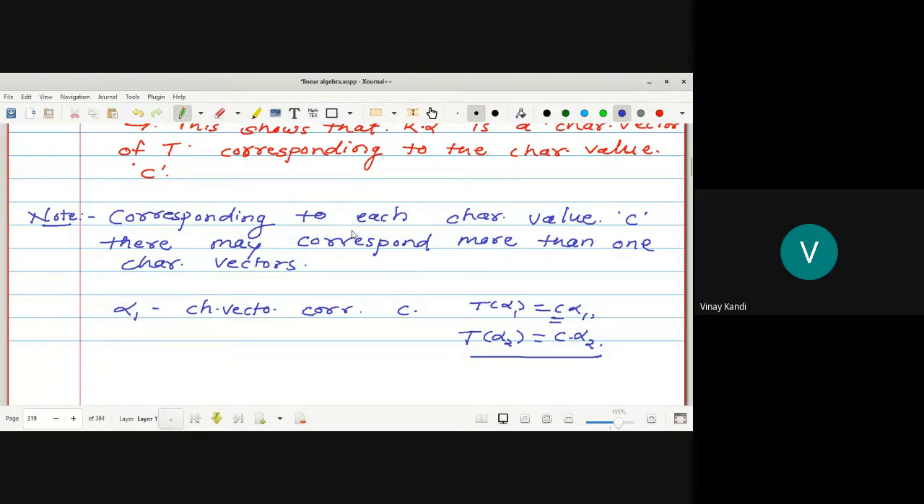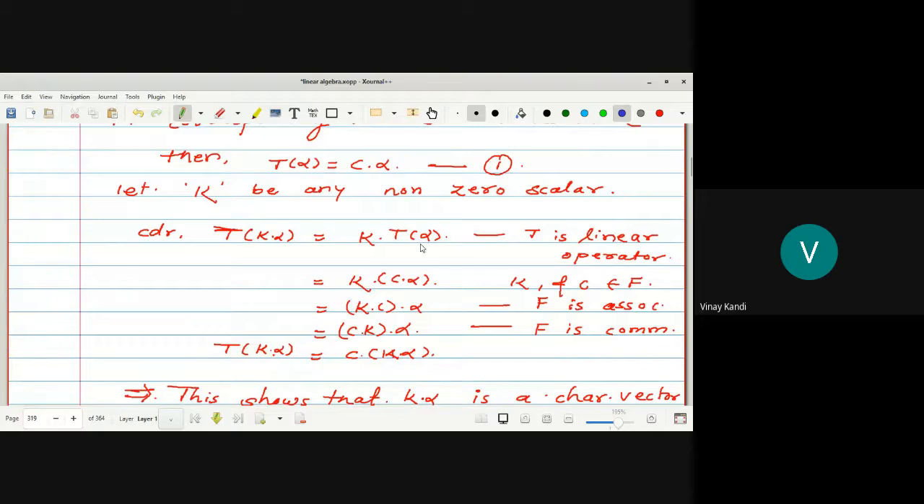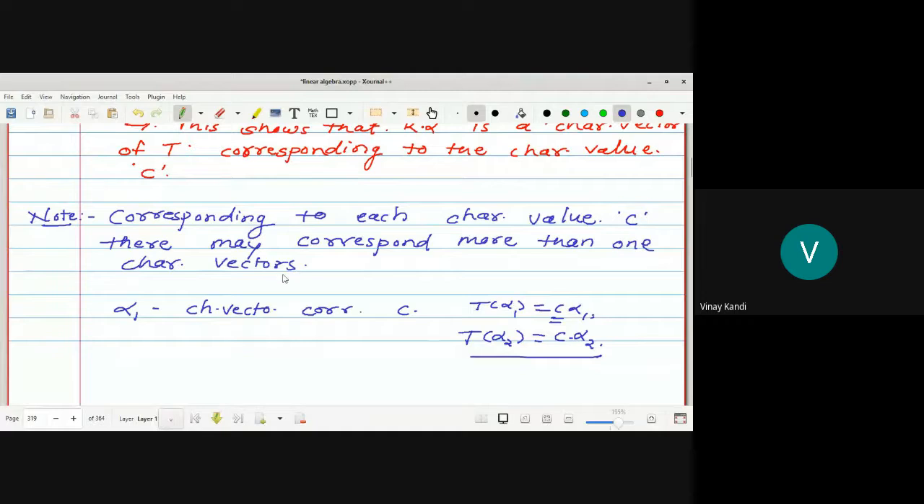Now look at here. Alpha is the characteristic vector of T corresponding to the characteristic value C. Now here we get K into alpha, another vector, other than this alpha, which is also a characteristic vector corresponding to the characteristic value C again. We may get one more characteristic vector. Any doubt up to here? No, sir.